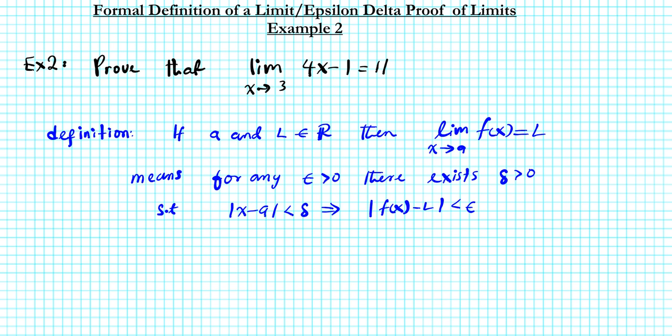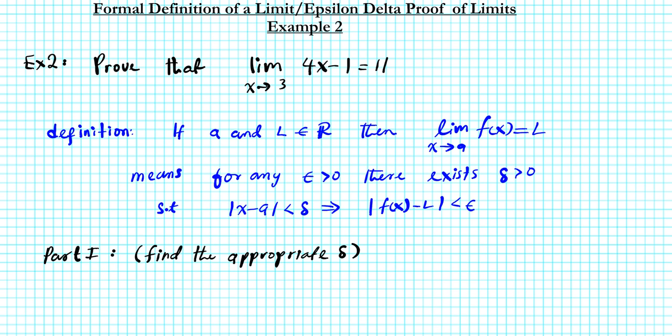Our proof can be broken down into two parts. We're going to do part 1 first. The goal here is to find the appropriate delta such that the absolute value of x minus a being less than delta will imply that the absolute value of f of x minus L is less than epsilon.